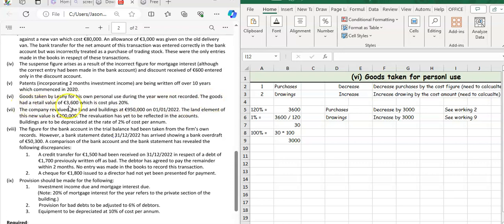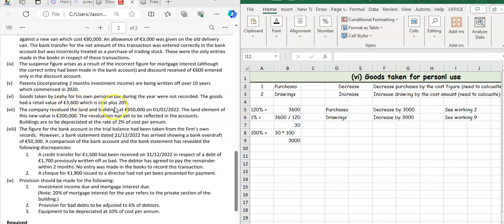These goods had a retail value of 3,600, which is cost plus 20%. So we would have sold these on at 3,600, which is our cost price plus 20%. So we need to find out how much the cost price is and reduce our purchases by that amount and increase our drawings by that amount.